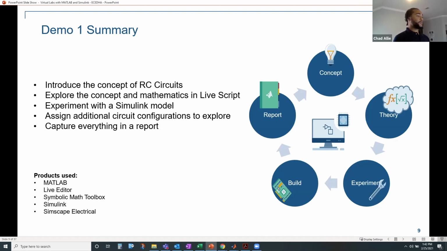And just for your information, these are some of the products that were used in the process of developing this example. The notebook that you saw is called Live Editor, and that's what allows you to create an interactive notebook and also generate a report with one click of a button. And then Simulink and Simscape Electrical were some of the blocks that were used in the virtual lab to develop it, very similar to what Doug has done in his own labs.